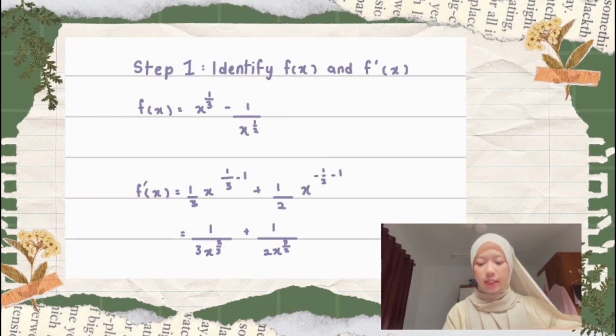f(x) equals x to the power of 1 over 3 minus 1 over x to the power of 1 over 2. For f prime of x, we differentiate f(x) and we will get 1 over 3 times x to the power of 1 over 3 minus 1, plus 1 over 2 times x to the power of negative 1 over 2 minus 1. And we will get 1 over 3x to the power of 2 over 3 plus 1 over 2x to the power of 3 over 2.